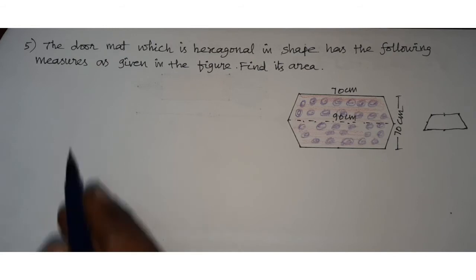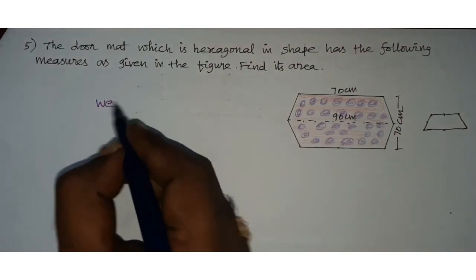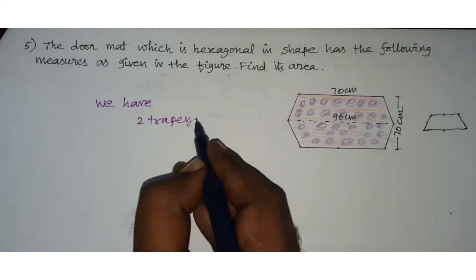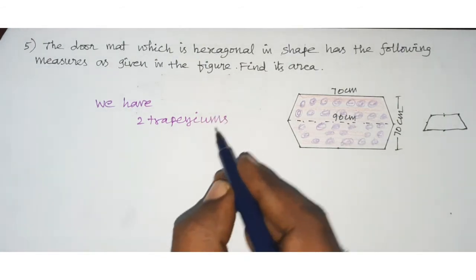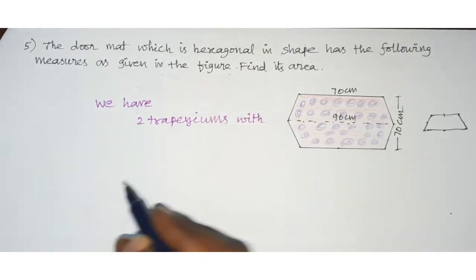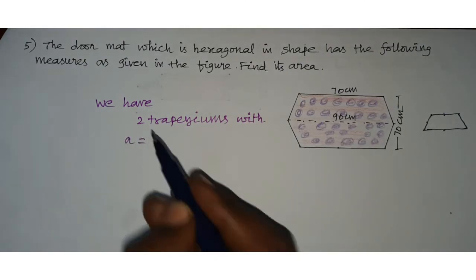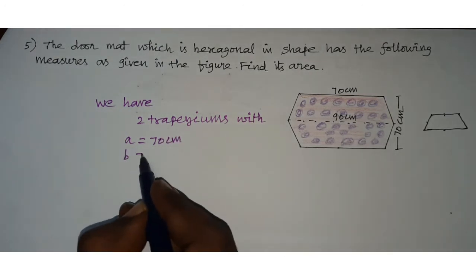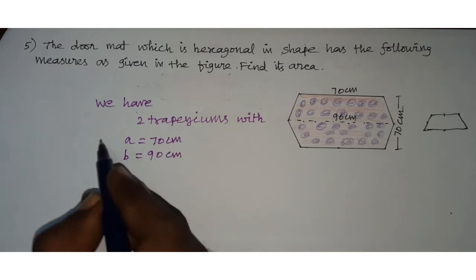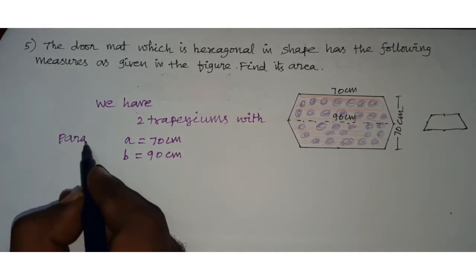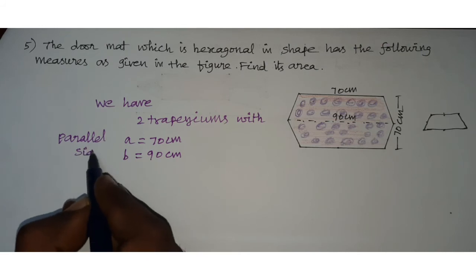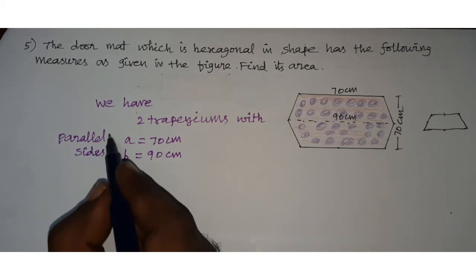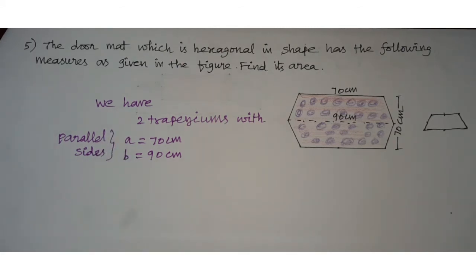So here we have two trapeziums with small a equal to parallel side, 70 centimeter, and another parallel side B 90 centimeter. So these are all what? Parallel sides. Parallel sides A and B are A equal to 70 centimeter and B equal to 90 centimeter. Okay. And we need height.